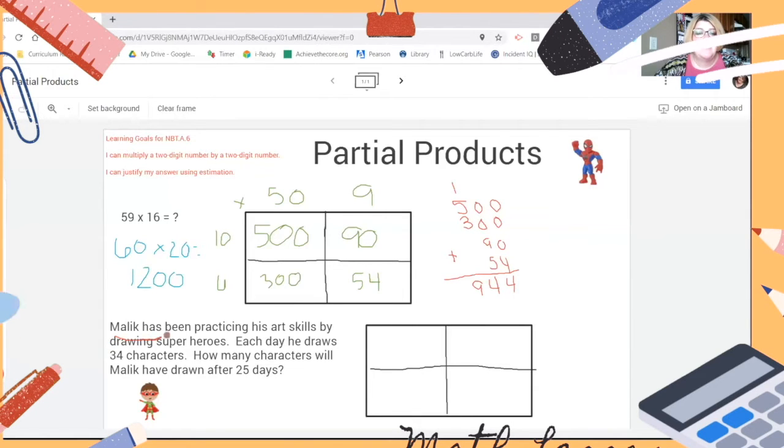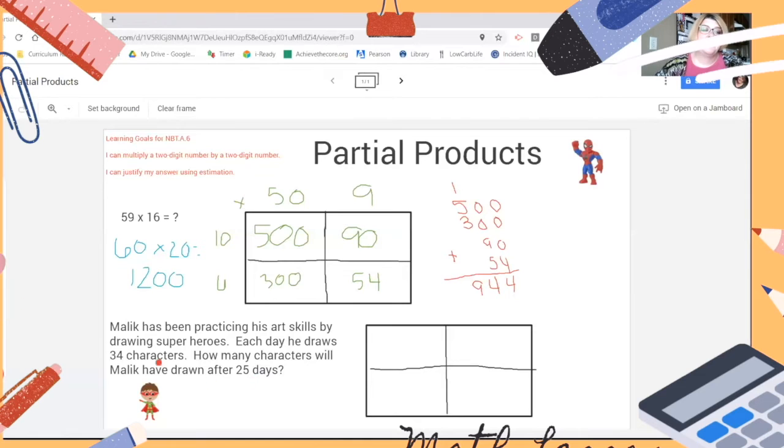It says Malik has been practicing his art skills by drawing superheroes. Each day he draws 34 characters. I don't know, I can't even name 34 superheroes. How many characters will Malik have drawn after 25 days? I don't know about you, but that sounds like a lot of superheroes that he is drawing.